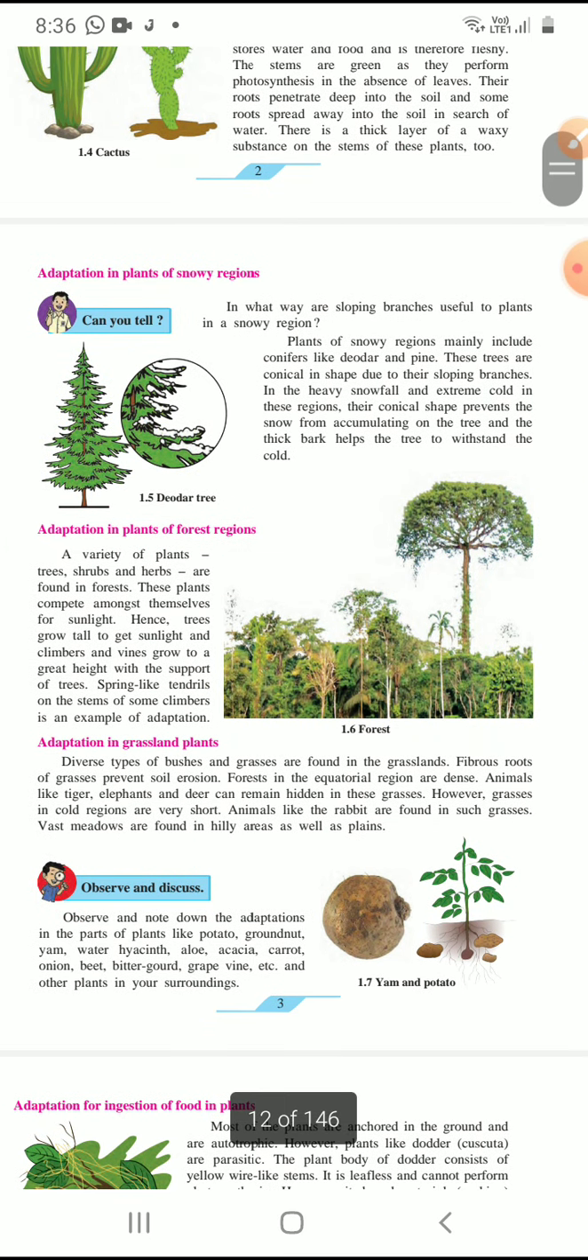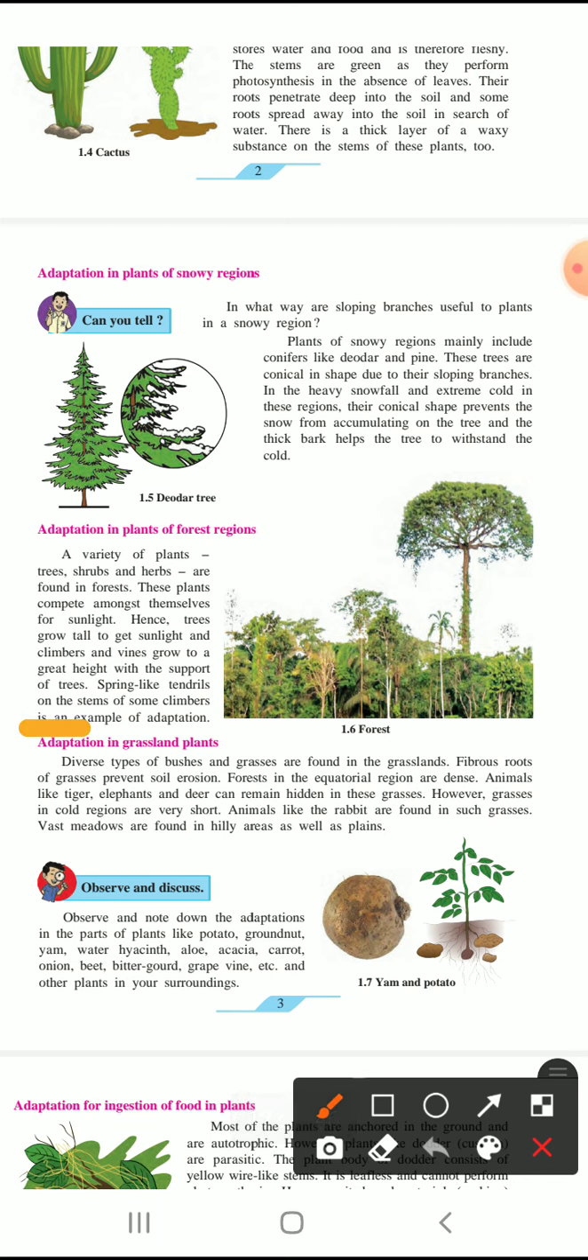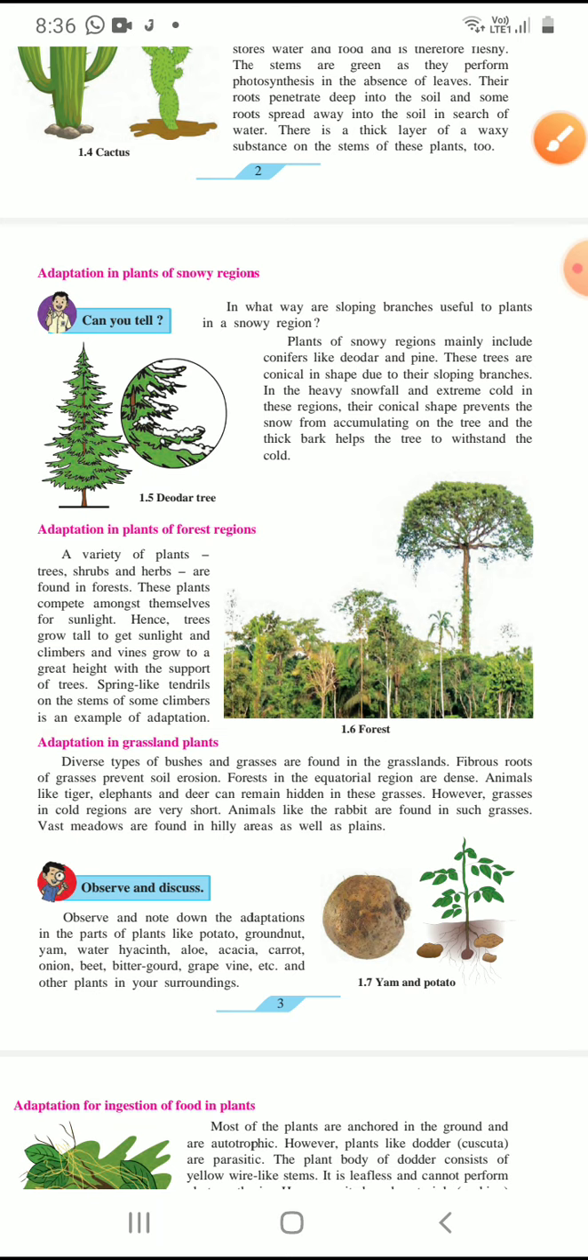Now come here. Adaptation in grassland plants. Okay. Once again.